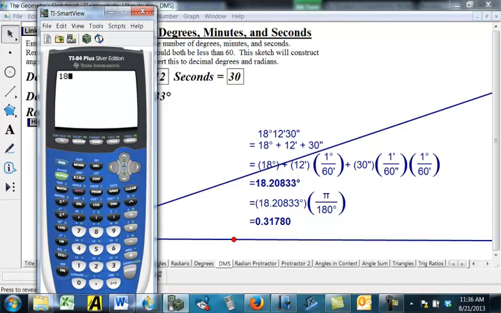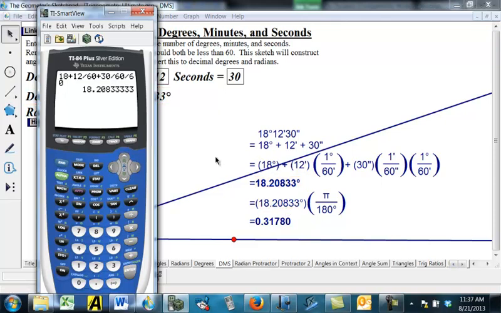18 plus 12 divided by 60 plus 30 divided by 60 divided by 60. Enter. And that gives you your 18.2083 repeated. Again, we would round off. Now this one, we can see that about 5 decimal places here is about the same as to the nearest second there.